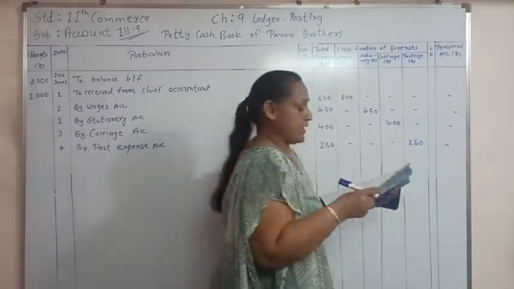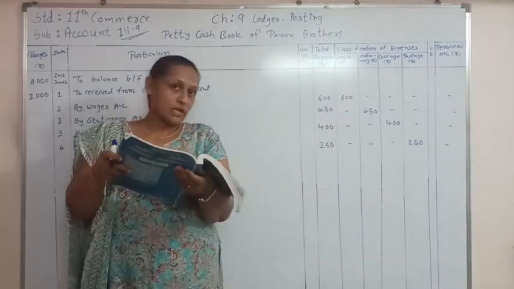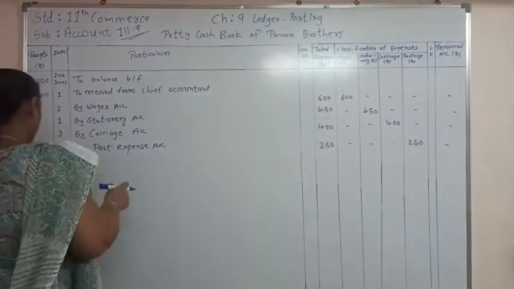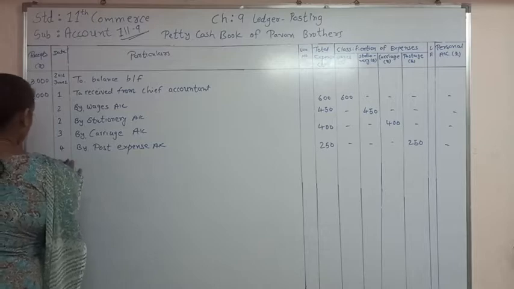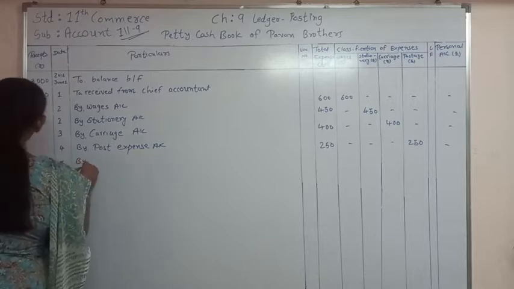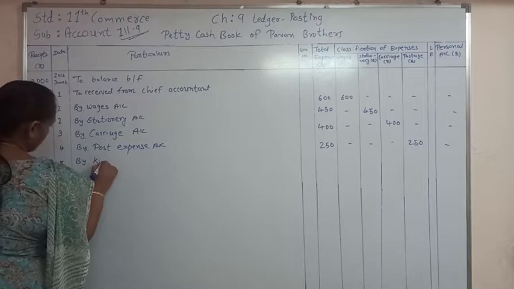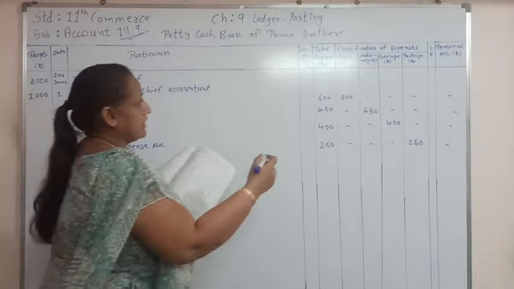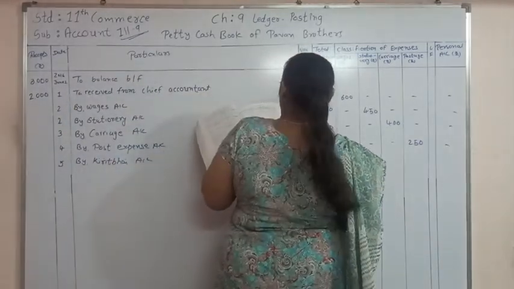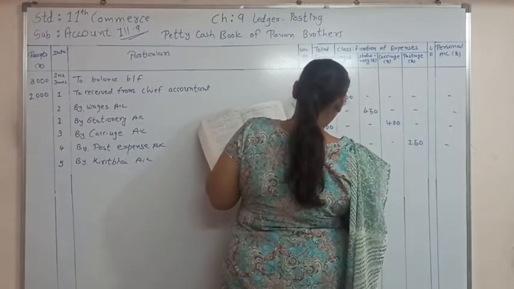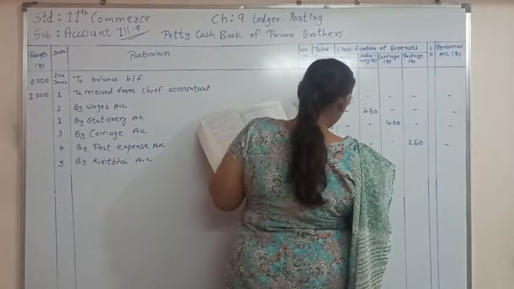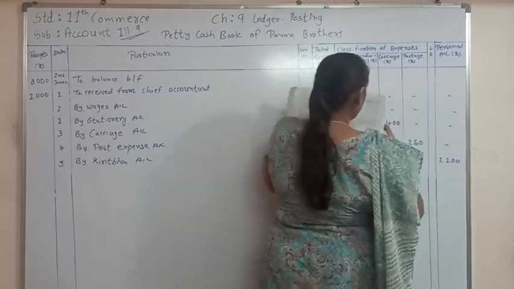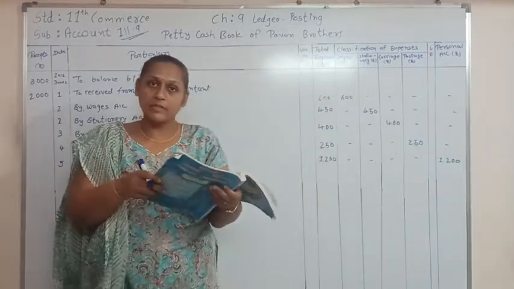Now on fifth date, rupees 1200 is given to office employee Shri Kirit Bhai. So on fifth date, by Kirit Bhai account, here in a personal account we will write 1200. So this is how we are supposed to prepare the petty cash book.